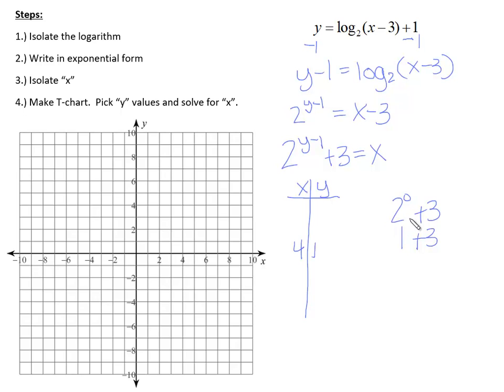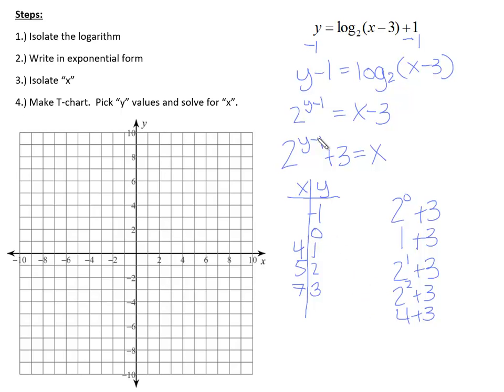Next up, let's try another point. Let's try a few more y values around this, maybe 2 and 3, 0 and negative 1. Probably plenty of points for us. So let's start with the next positive one here, 2. 2 minus 1 is 1. So I get 2 to the first plus 3, which is just 2 plus 3, or 5. So 5, 2 will be on my graph. Let's plug in 3 for y. 3 minus 1 is 2. 2 squared plus 3 is 4 plus 3, or 7. So 7, 3 is on my graph.